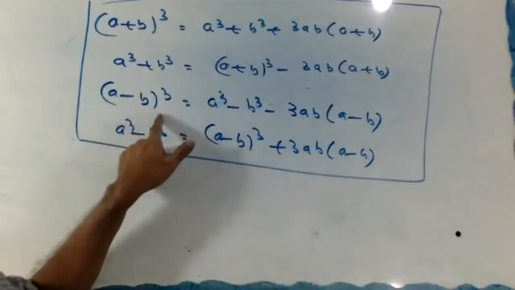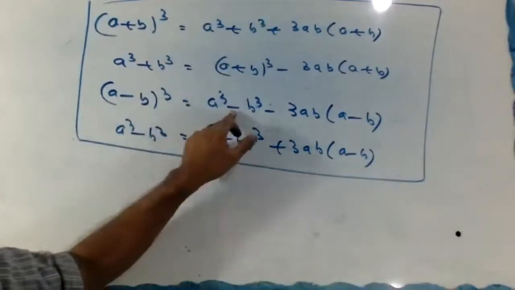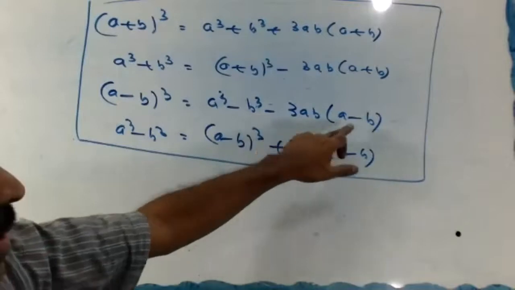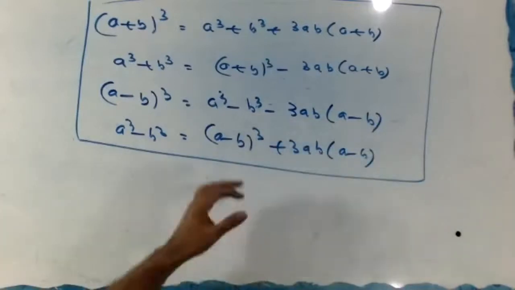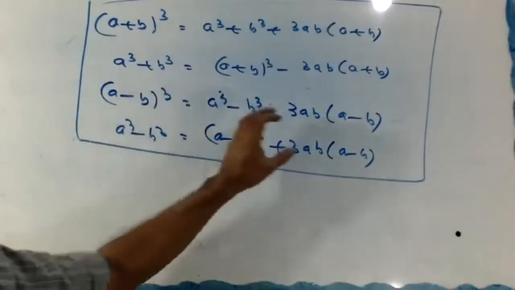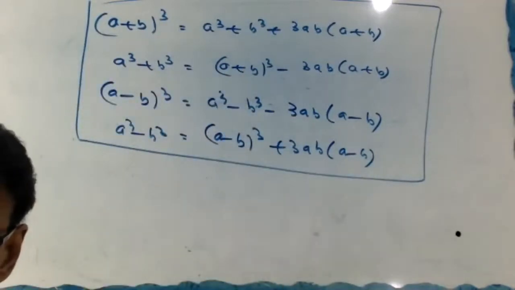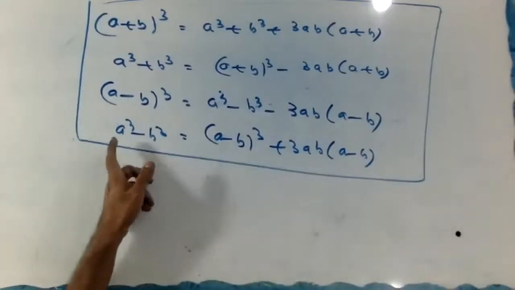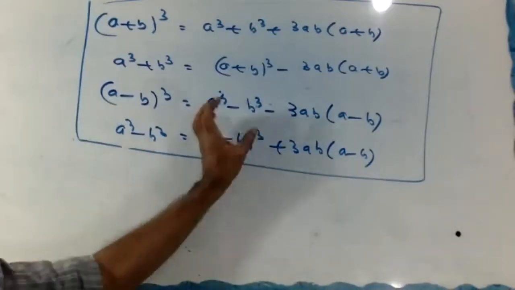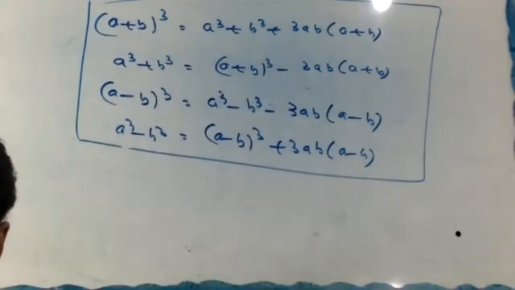Then A minus B whole cube equal to A cube minus B cube minus 3AB into A minus B. Then A cube minus B cube equal to, this is going here, 3AB into A minus B. Right? The side changes here. This is one going to the other side. Okay, Pranav, clear now?